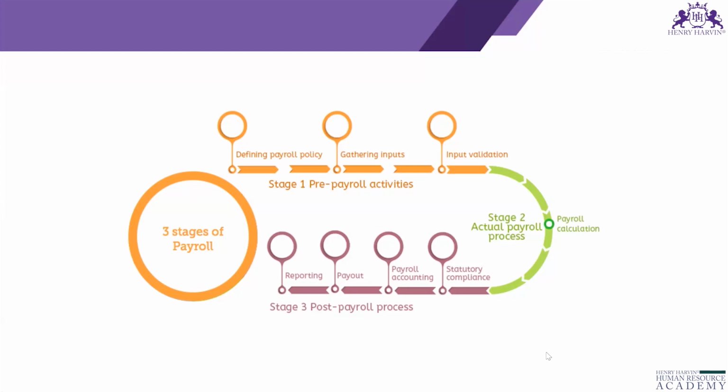Then gathering all inputs. As I said, gathering all the inputs from all the departments, starting from HR, HRBP, recruitment teams, and talent acquisition team. Sorry, it is the same team, talent acquisition recruitment team. Sorry, I wanted to say rewards team.